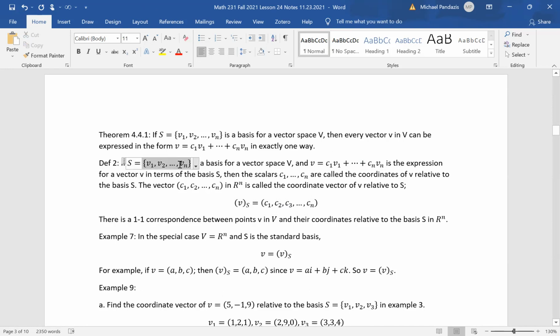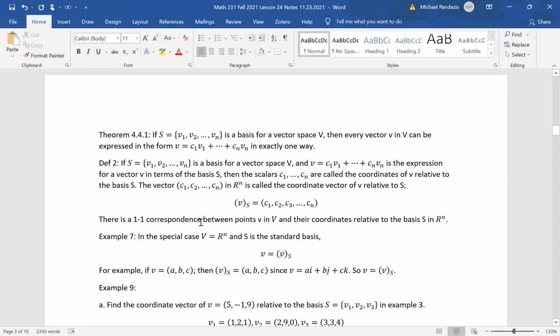Okay, we know from the previous theorem that given a fixed basis, there's exactly one way to express a vector as a linear combination of the vectors in the basis. And so there's exactly one assignment of coefficients for those vectors. So there's exactly one n-tuple that we define in this way, given a fixed basis S.